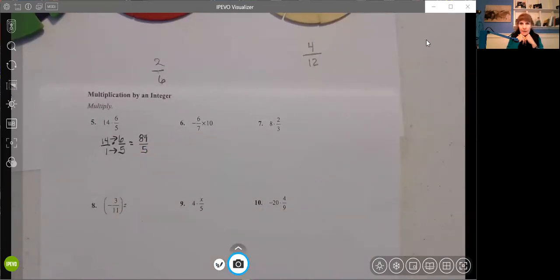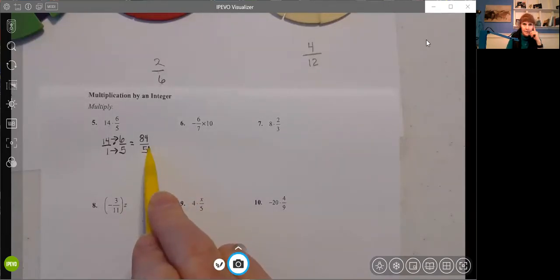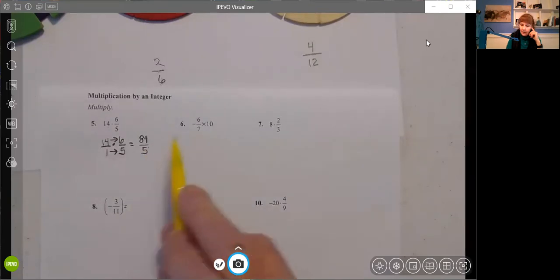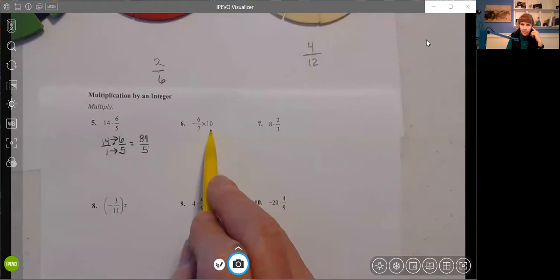Don't change it to a mixed number right now. We're just going to leave it as a fraction. So my Pearson will say, write your answer as a fraction. And this would be a fraction rather than a mixed number. Let's look at number 6, how to multiply a fraction times a whole number.